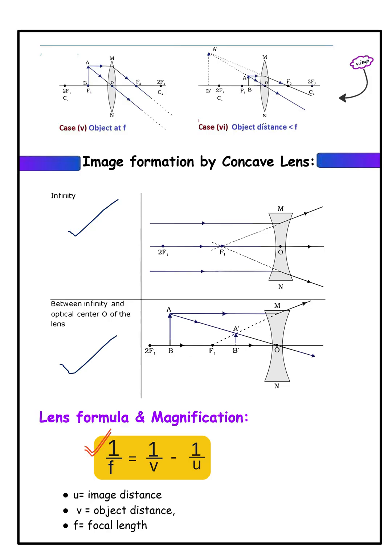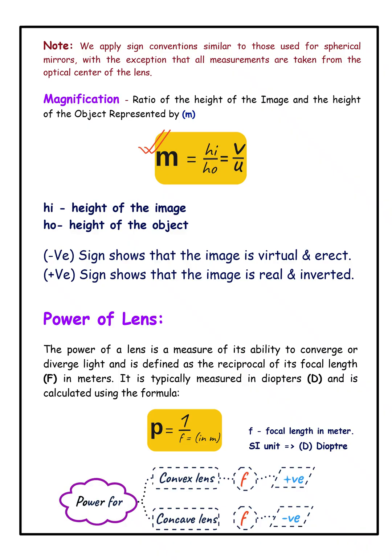Coming to the formulas, here we have the lens formula and magnification. 1 upon f is equal to 1 upon v minus 1 upon u. Once again, what is u? That is the object distance. What is v? That is the image distance, and f is your focal length. So what's your formula? 1 upon f is equal to 1 upon v minus 1 upon u. To apply this, we apply these sign conventions, which are very similar to those used for spherical mirrors, with the exception that all measurements are taken from the optical center of the lens.